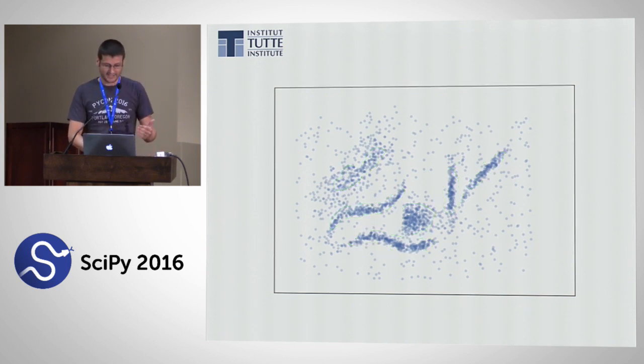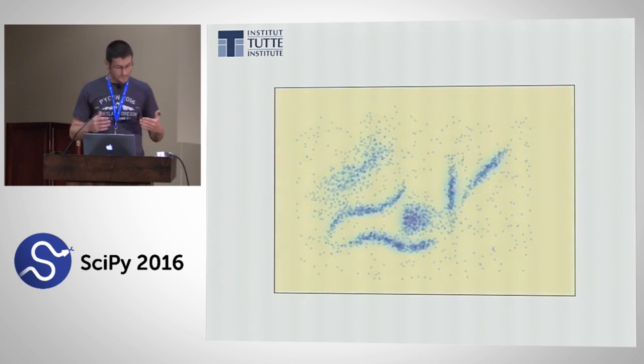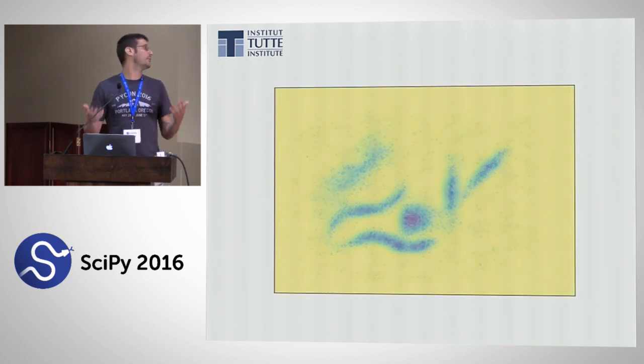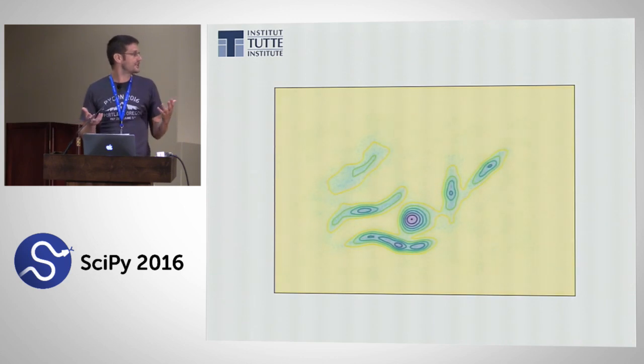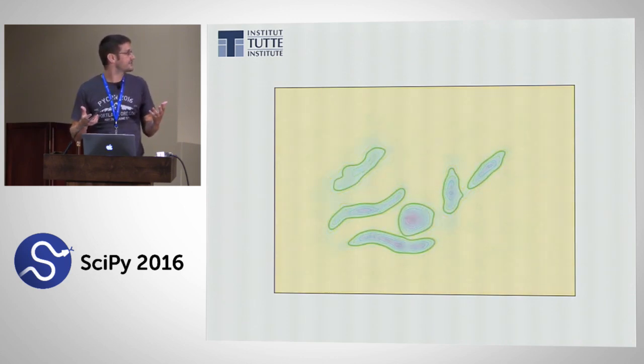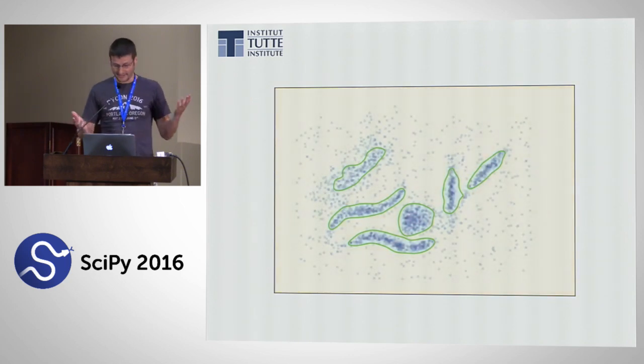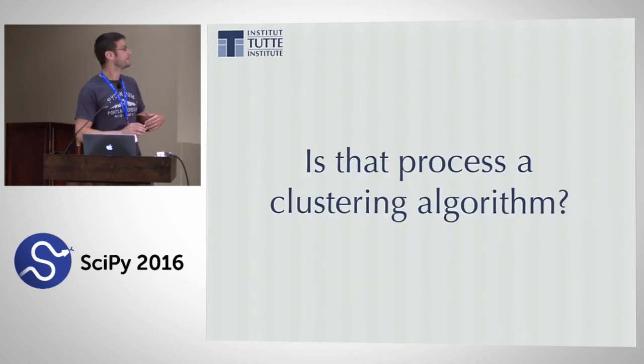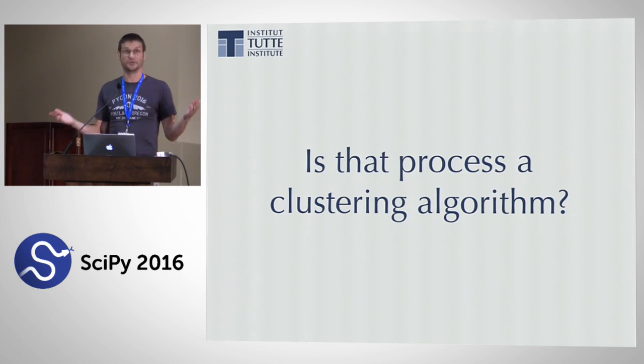So we can put all that together and just watch it go. We get our probability density function, we take our level sets, we pick out some particular level sets, and we call those our clusters, and we're done. So is that process a clustering algorithm? Because to be honest, those look pretty good to me.